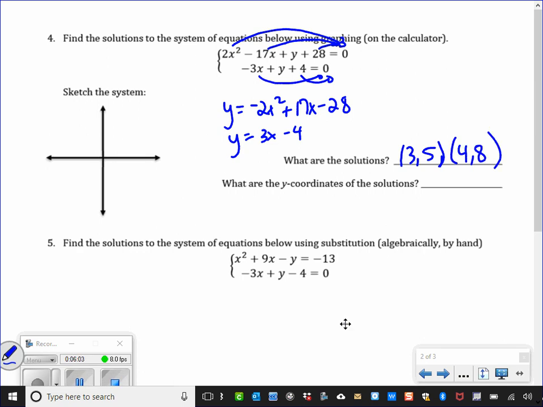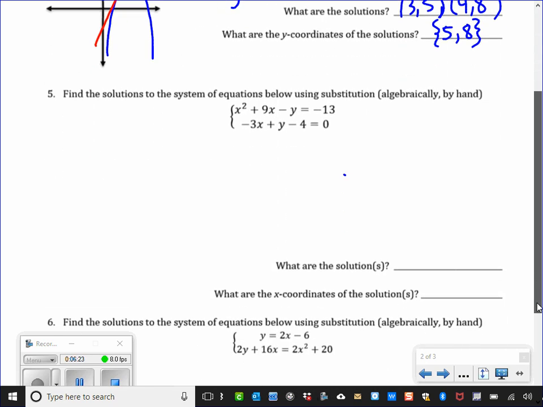What are the y-coordinates of the solutions? Let's say the y-coordinates are 5 and 8. I want to use parentheses because that looks like a point. So the parabola was like that. The line was coming through like this, and so it was crossing twice. It was a little bit hard to tell, but they were. All right, the next two problems we're going to do by hand.